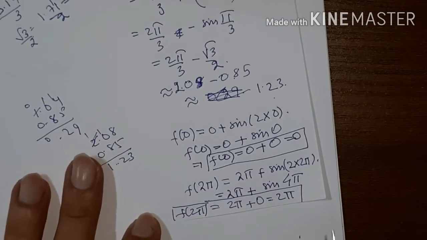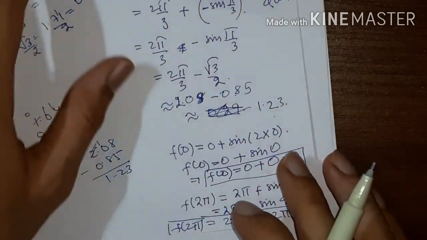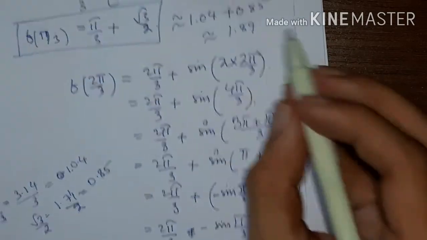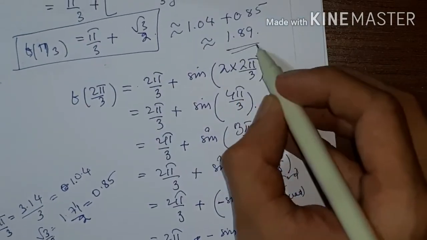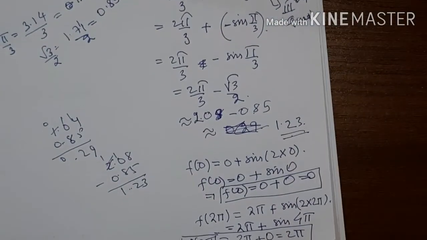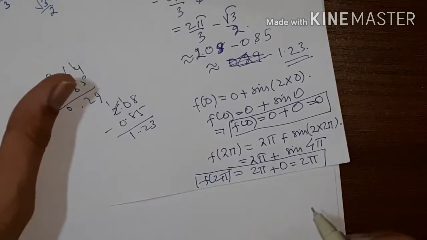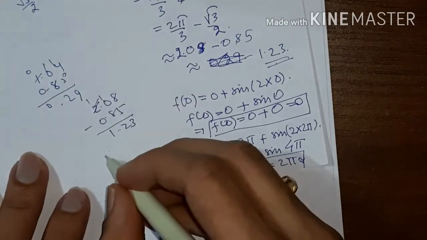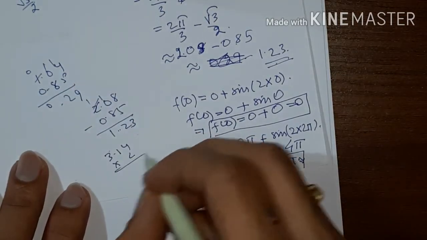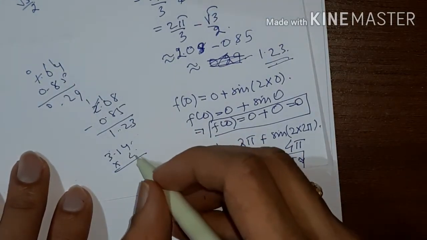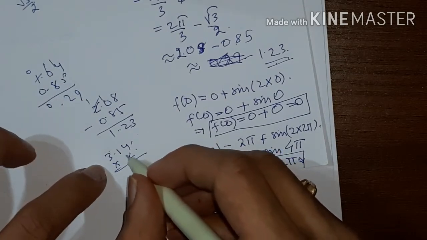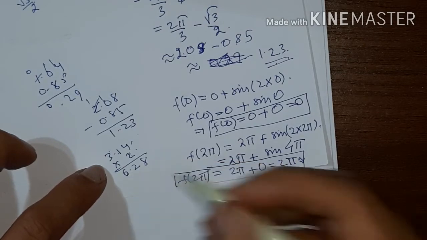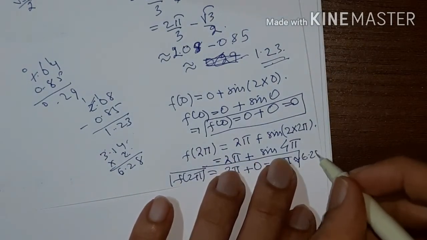Now from these four values, the first one is 1.89, the next one is 1.23, the next one is 0, and this is 2 pi. Now what is 2 pi? Approximately 3.14 multiplied by 2, which is 6.28.